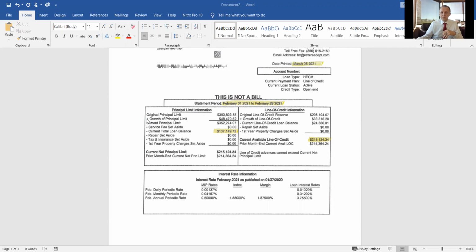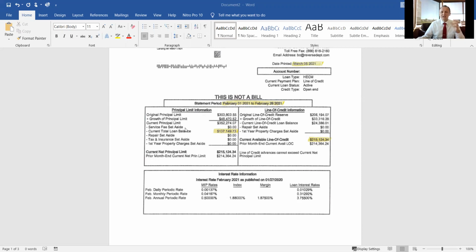This growth of principal limit on the second line, that's what that's referring to. It's just saying that this was your maximum borrowing power when you started this loan. Since then, your age has increased, the estimated value of your home has increased. Based on those factors, your principal limit or your borrowing power can have increased as well. And so this third line is your current principal limit. That's just a combination of those two together.